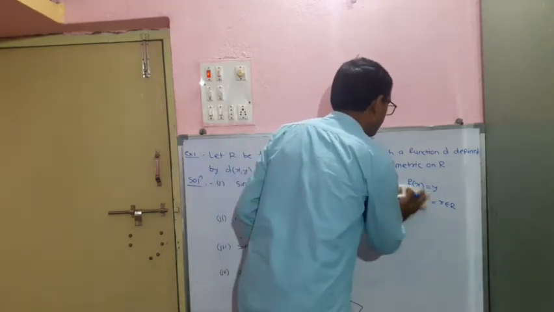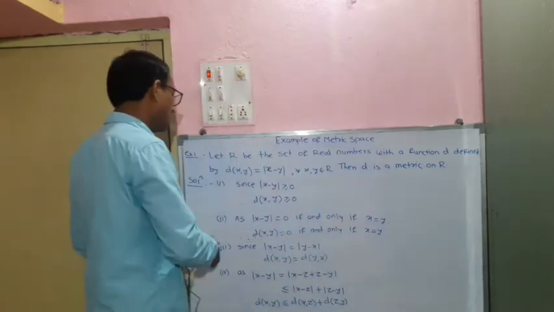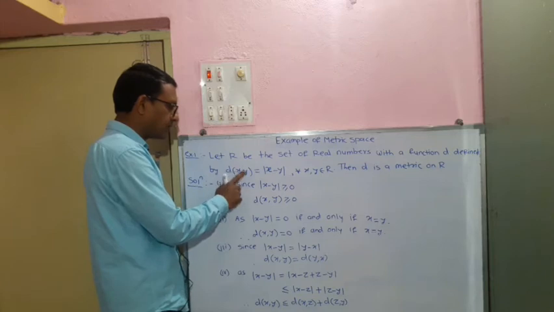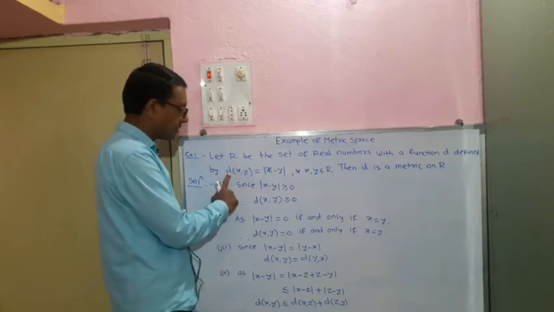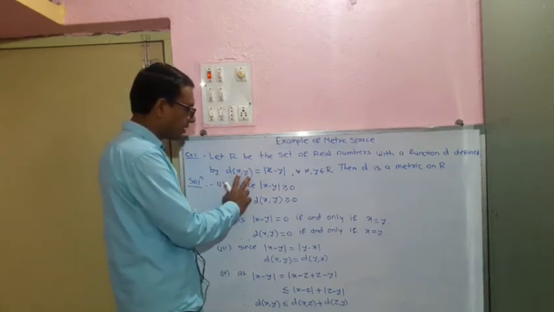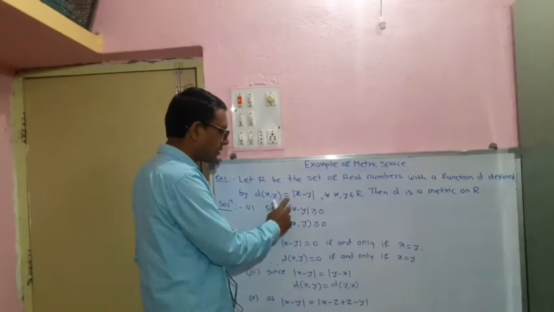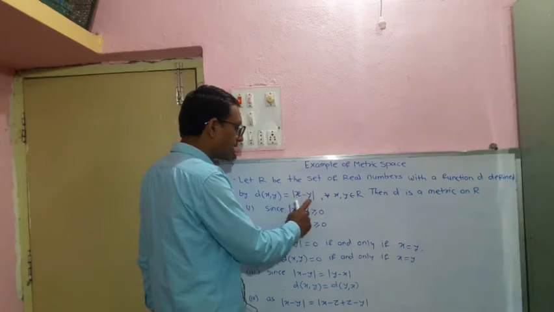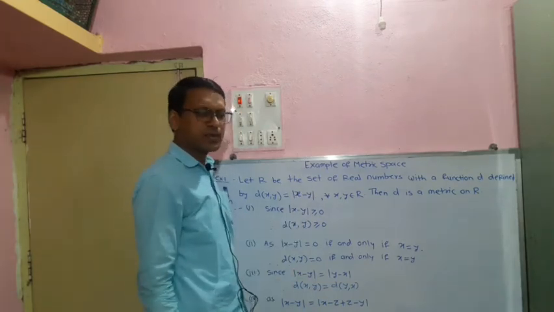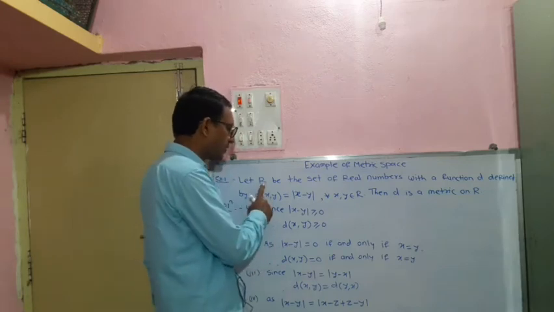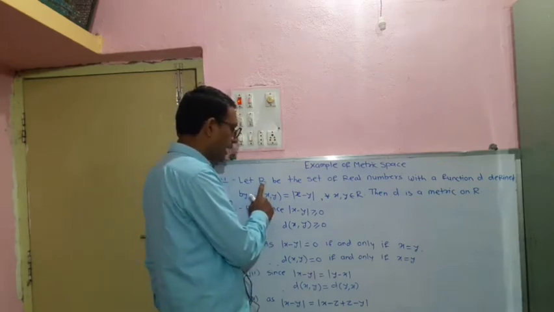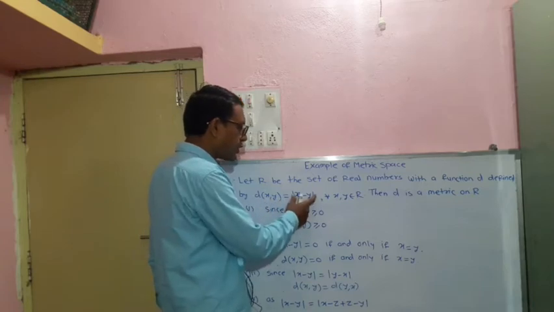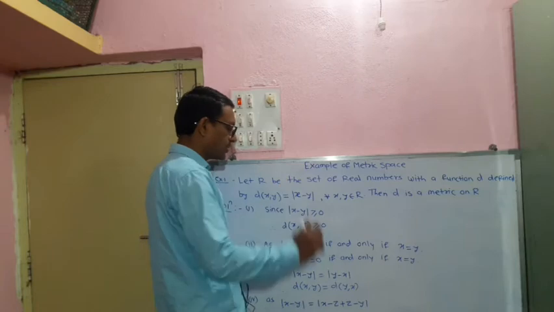So this function is defined as follows. The distance between X and Y can be obtained by taking the value of X minus Y and its modulus. So for any 2 elements of R, the value of the function for any ordered pair is obtained by taking the modulus of the difference of these 2 real numbers.